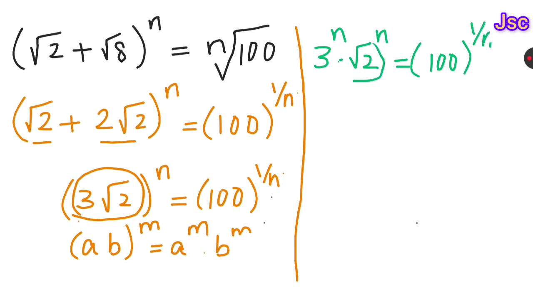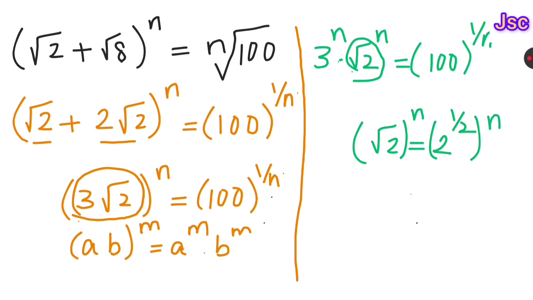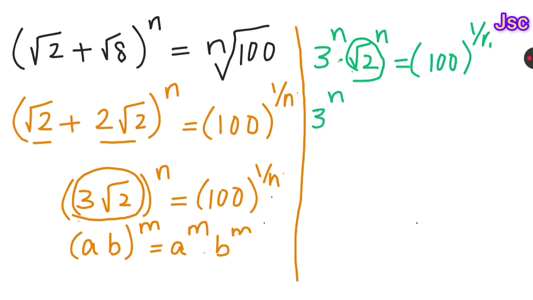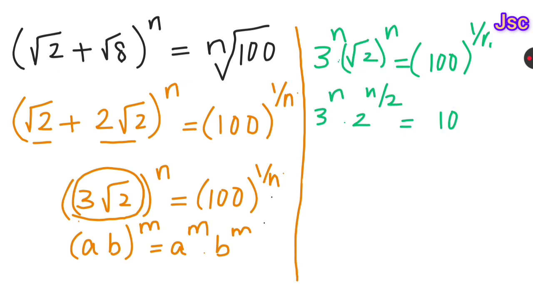And √2 is nothing but 2 raised to the power of 1 over 2. And we have (√2) whole power n. So if you take whole power n here, then we will get 2 raised to the power of n by 2. So instead of (√2)^n, we can write 2 raised to the power of n by 2. So 3^n times 2^(n/2) is equal to 100 raised to the power of 1 over n.